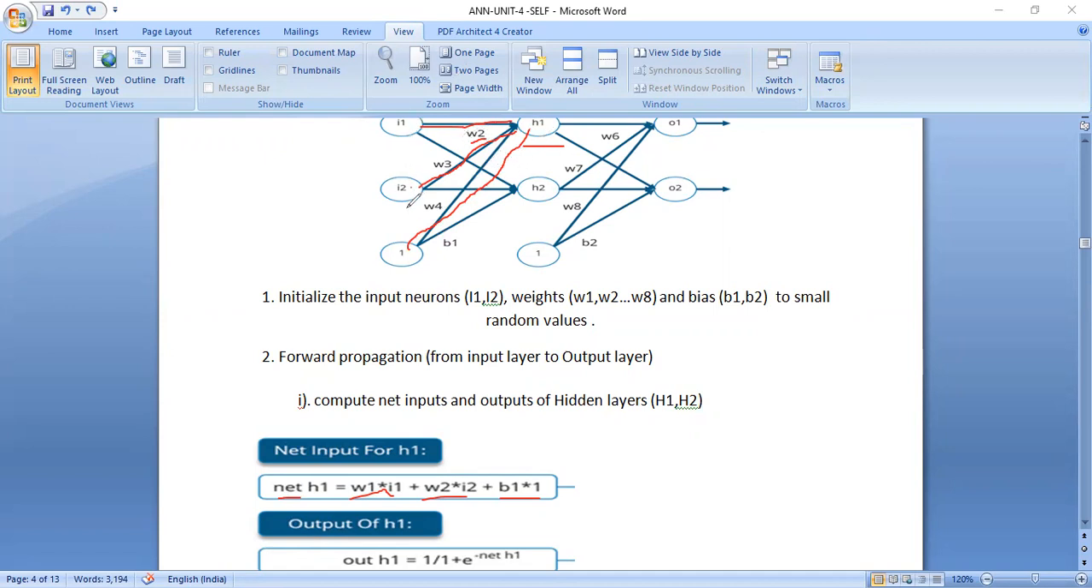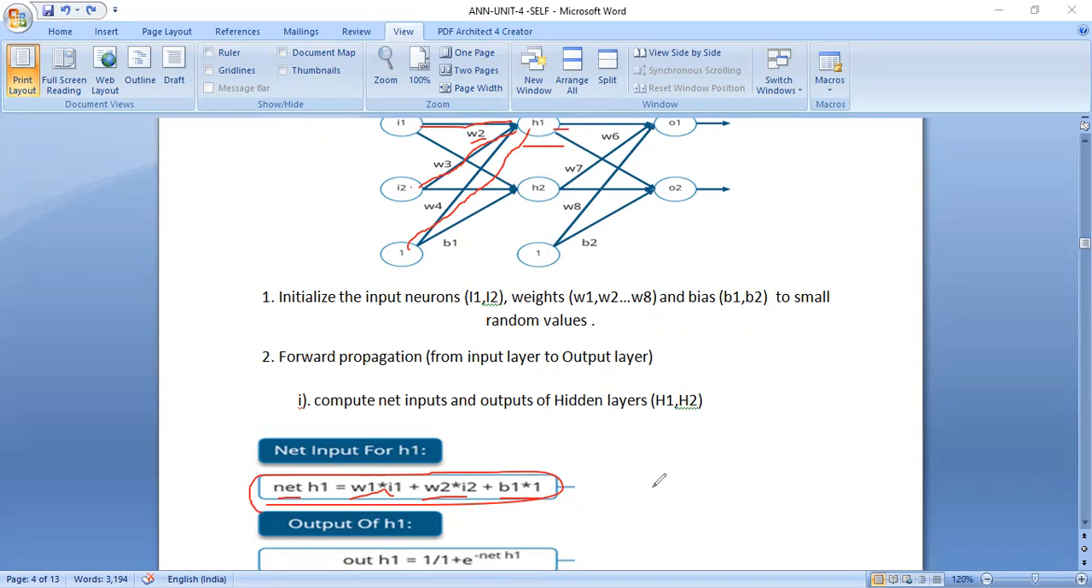One is from I1, second one is for I2, third one is for 1 or B1. So these are the equation for net input for H1. After that, what is the output of H1? The output of H1 is equal to 1 by 1 plus e to the power of minus net H1. Okay, that is the output of H1 here.